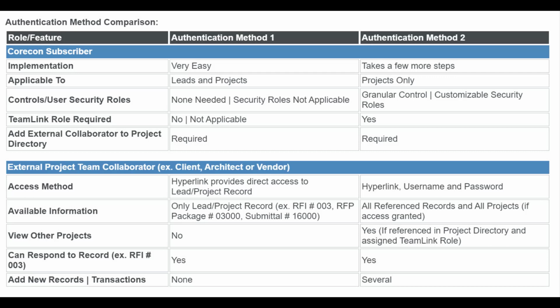The downside to authentication method number 1 is that the TeamLink user can only see the record conveyed through the email. They will not be able to see all transactions or records from one location. They also cannot see multiple projects that they've been assigned to in one location.